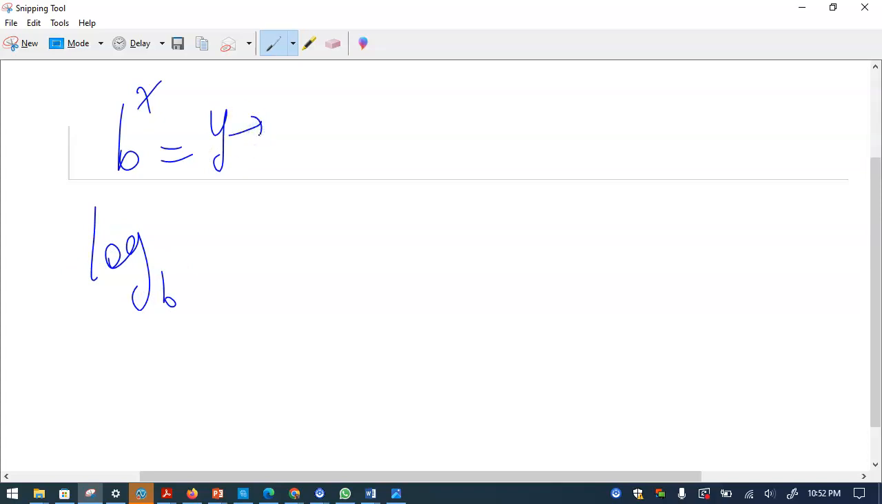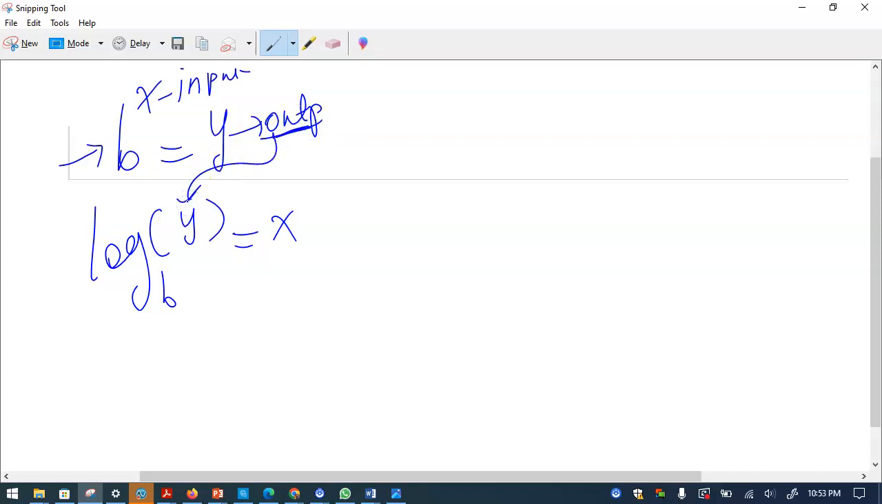I just want to make sure we really understand this logarithmic thing. So remember, if I have b raised to x is y, then when you write the logarithm, it is log of the base b, the output. So remember, this is exponential. This is the input, and that's the output. So you just swap the output and the input. The output becomes the input, and the input, which is right here, becomes the x.